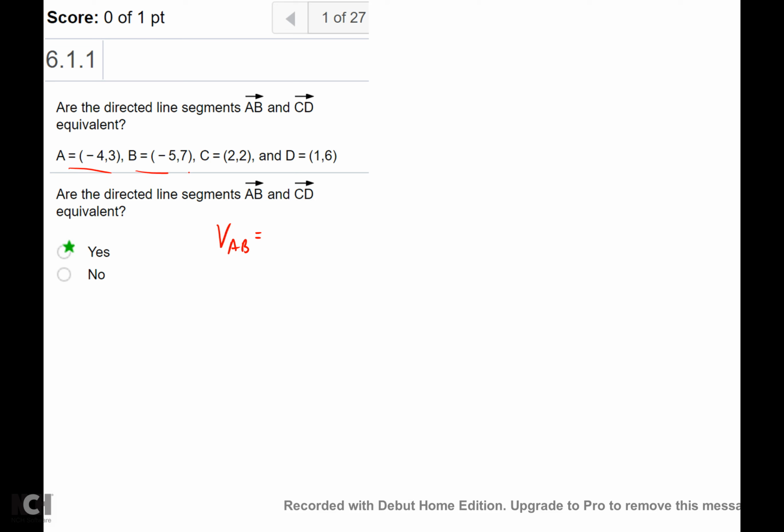you would take A and B and do the head minus tail rule. So that's going to be -5 minus -4 and 7 minus 3. Sorry, those should be pointy. That's going to give me <-1, 4>.